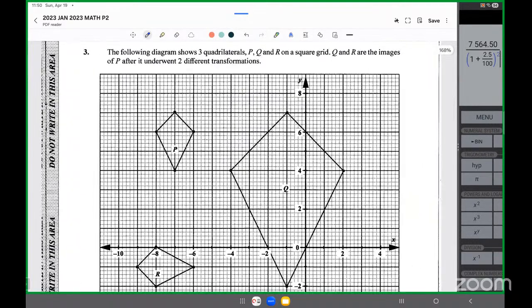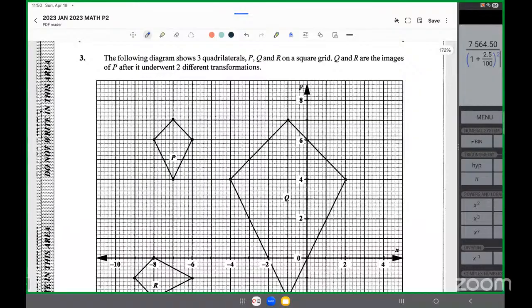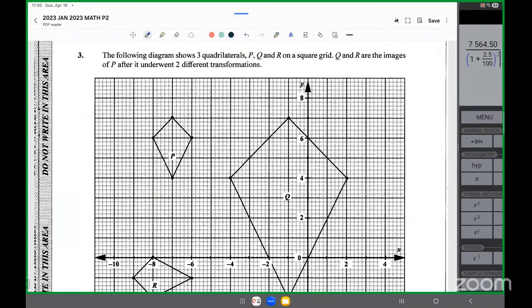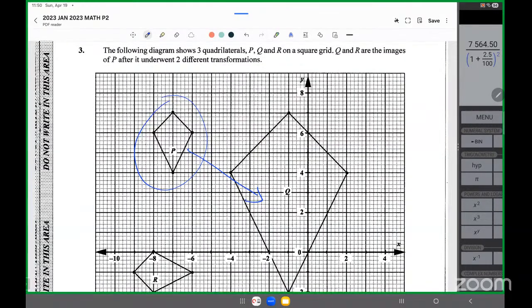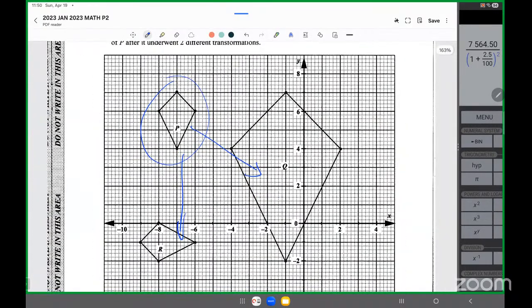So the question says, the following diagram shows 3 quadrilaterals, P, Q, and R, on a square grid. Q and R are the images of P. So P is your original. P is transformed to this clearly by an enlargement. Then it is transformed to this, either by a rotation or by a reflection.